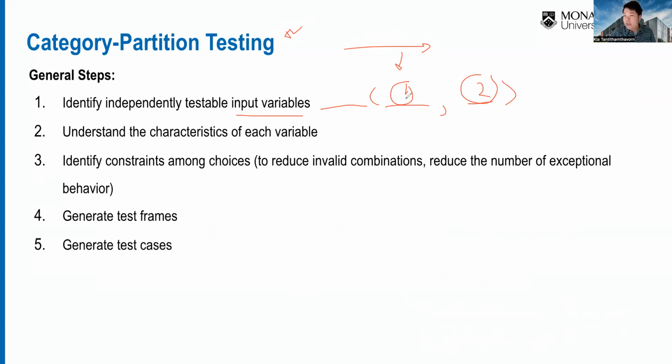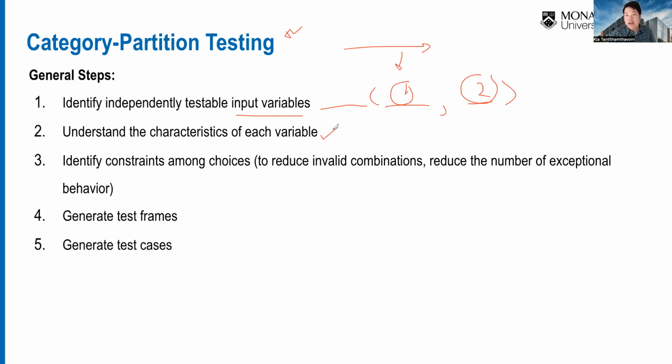Numbers, but we can split into categories. For example, in the previous slide, what is that? Credit score. Credit score can range between, I guess, 0 to 1,200, but we can split into low, medium, and high. Okay, that's 3 categories.